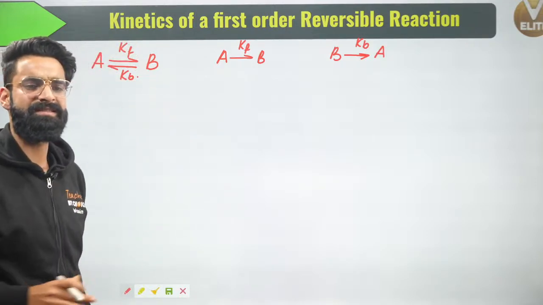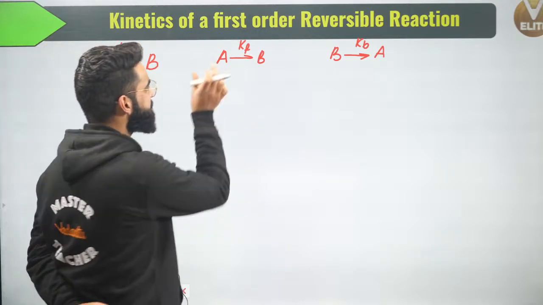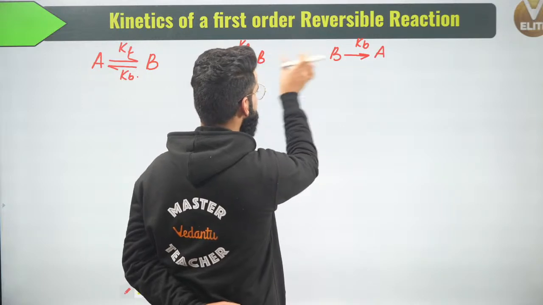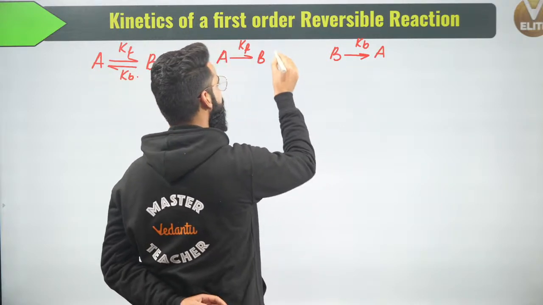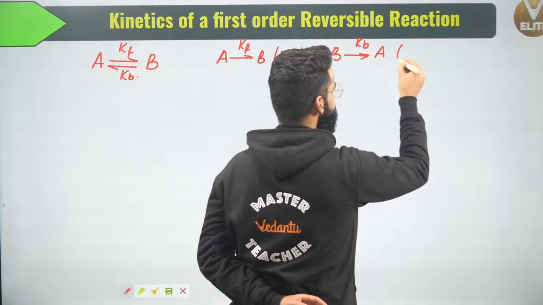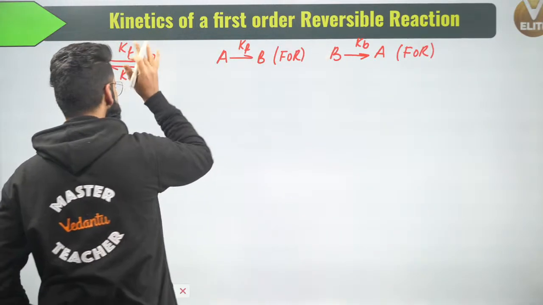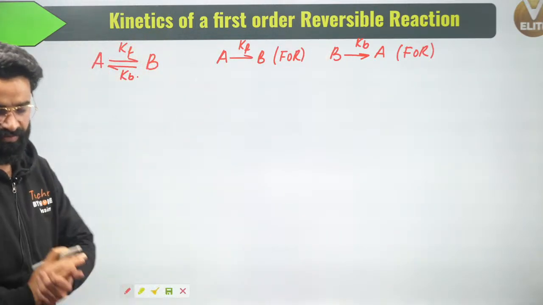Now, I'll be calling this reversible reaction a first order reversible reaction if the steps involved in this reversible reaction are of order 1. So this step should be first order and this step should also be first order. Then only I can call this reversible reaction a first order reversible reaction.